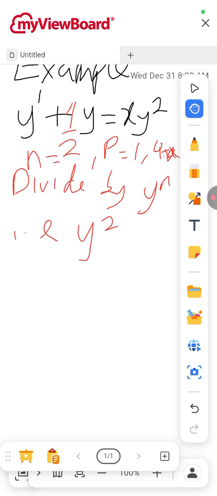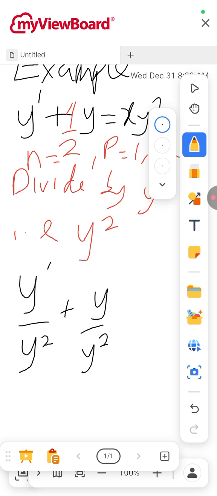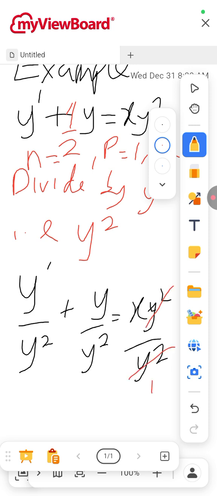So doing that will give me y prime divided by y raised to power 2, plus 1 times y divided by y raised to power 2, equals x y squared divided by y raised to power 2. If I solve this, first this y squared divides this y squared, giving 1. So I'm okay with that one. Then I can use the law of indices on the left hand side, although you can leave it like that.